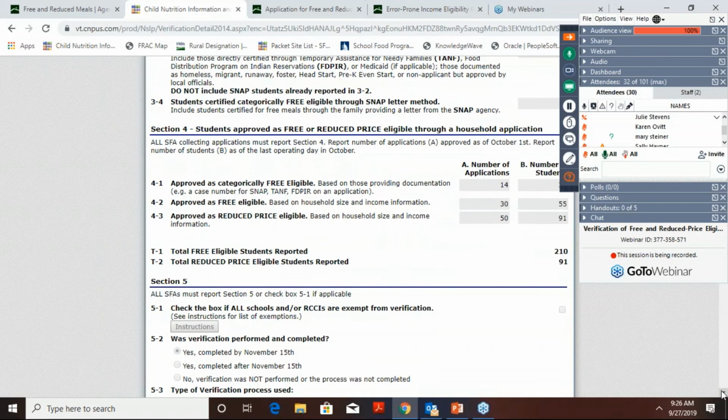Then in 3.4 is where you're going to put those SNAP students that you have a letter for, making sure it's not a zero benefits letter.